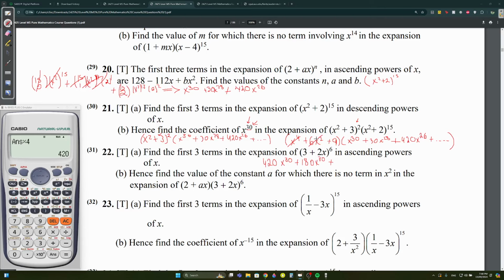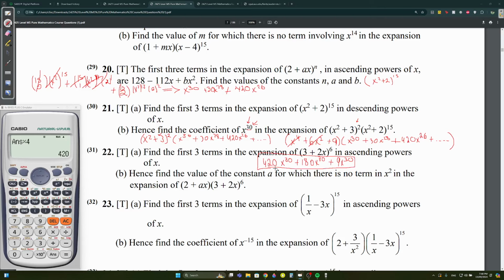Done from this one. And by the way, if you multiply by this one here, you're going to get 28. It's too small. We don't want 28, we want 30. 9 times x to the power of 30. Do I get x to the power of 30? Yes. How about here? No, I get 28. How about here? I get 26. So I found all of my x to the power of 30 terms.